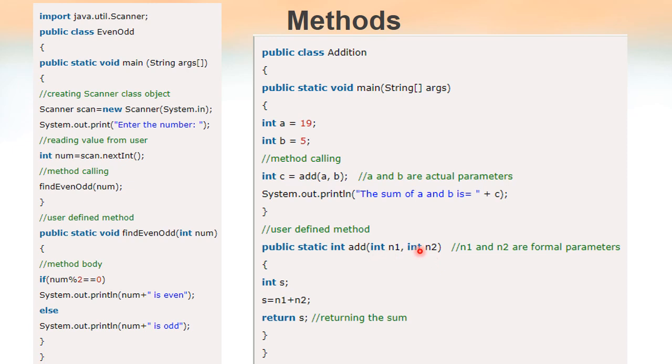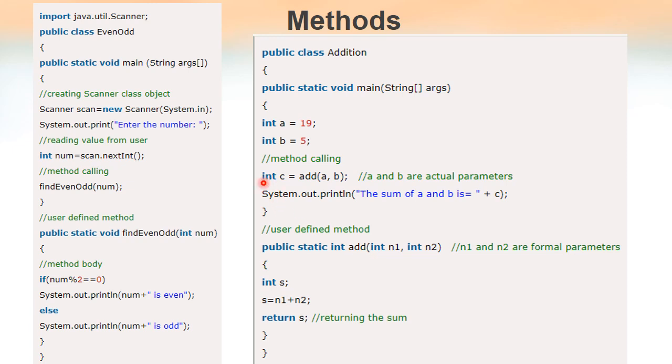So when I want to call this method, I need to use the method name, I need to pass two parameters, and I must be ready to catch the value this method is going to return, because the return type is not void, it is int. So now we will see how we are going to call this method.